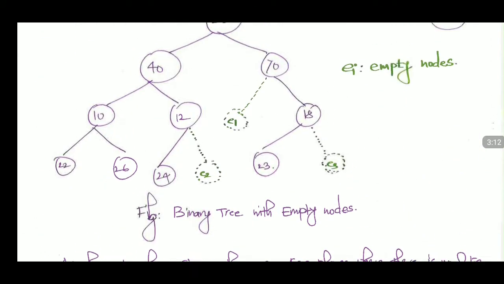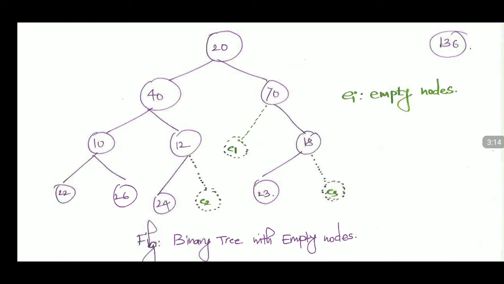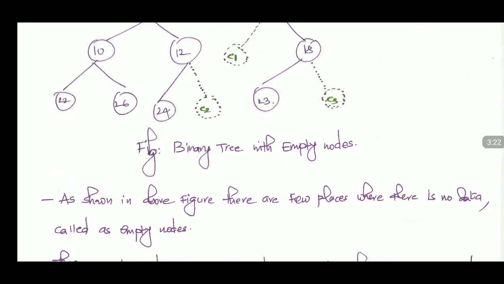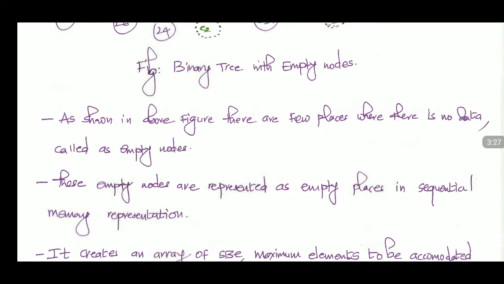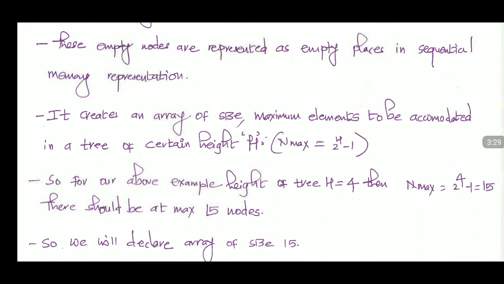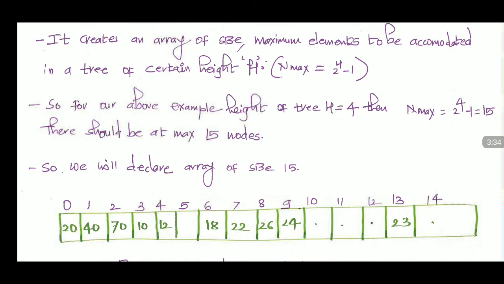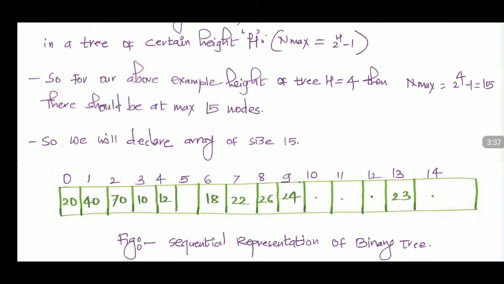what is the height of this particular tree? Let us say this is level 0, level 1, level 2 and level 3. So there are 4 levels, and as it is a binary tree, 2 raised to 4 is the maximum number of nodes to be accommodated in this tree. So we have taken an array of size 16, starting with the 0th index and ending with the 15th.